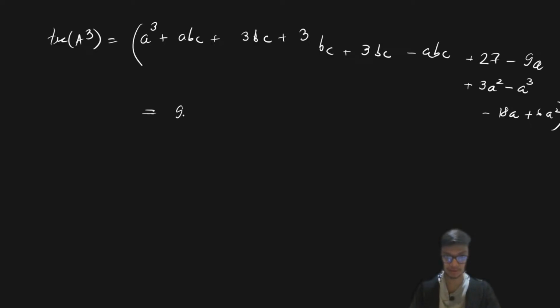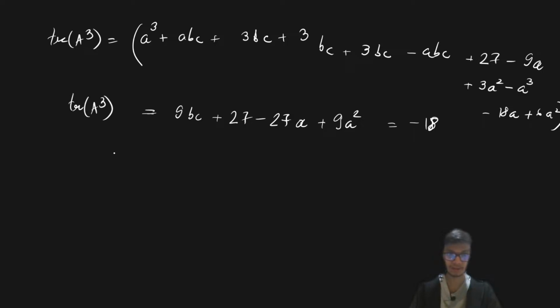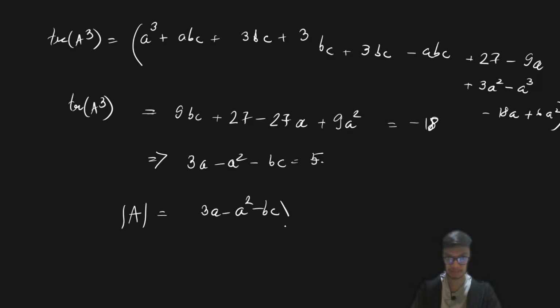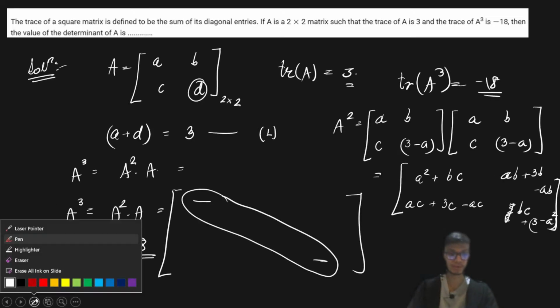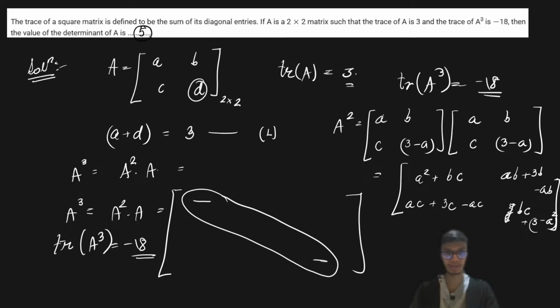Now if you simplify this part, we are going to have 9 times BC plus 27 minus 27A, and then plus 9 times A square, which is given as minus 18, right? That is the trace of A cube. If you simplify this part, you're going to have 3 times A minus A square minus B into C equals 5, right? So from this, the determinant of A is going to be 3A minus A square minus BC, which is nothing but 5. Therefore the determinant of the 2 cross 2 matrix A is equal to 5. I hope this part of the solution is clear to all of you.